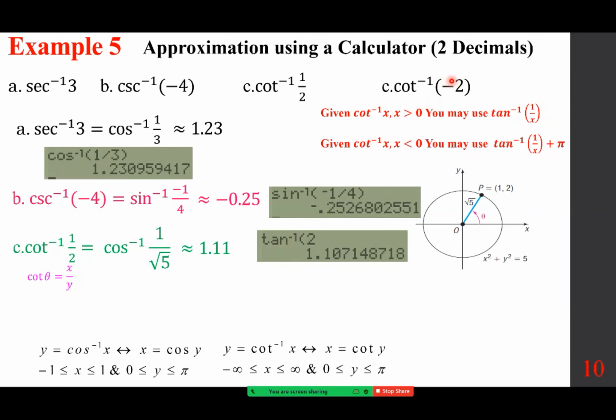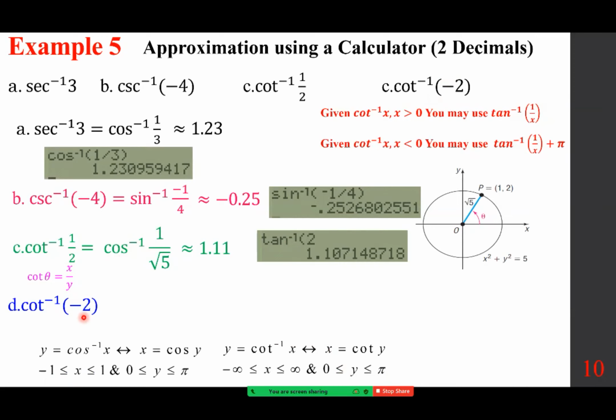So when it's negative, I want to discuss this one. We know that cotangent is between 0 and pi, but tangent is between negative pi over 2 and pi over 2. So if you said the reciprocal is negative 1/2 and you go with tangent, it gives you a wrong answer. That's why they stick with cosine, because cosine also goes from 0 to pi.